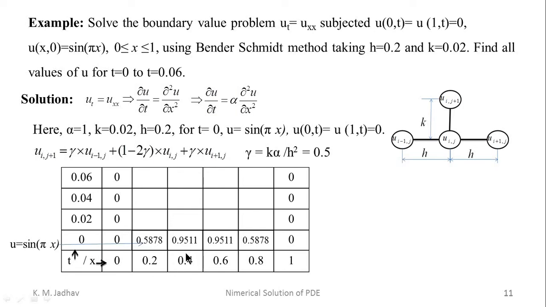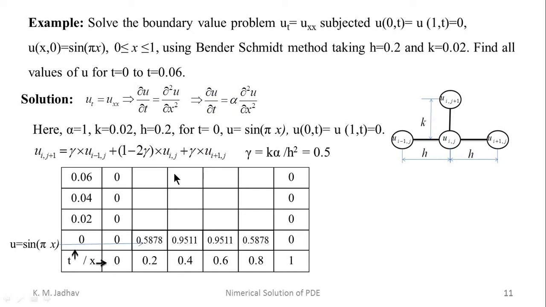Similarly, if I take x is equal to 0.4, then I will get this value. Means sine of pi into 0.4 is equal to 0.9511. Similarly, if I take x is equal to 0.6, then we will get this value. If we take x is equal to 0.8, then we will get this value. So in this way, for t is equal to 0, we can calculate values of u using this equation.